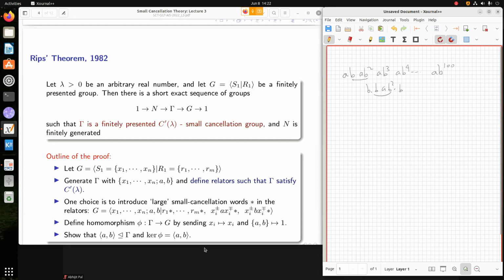No, because we may have larger subwords like these, which are the pieces, and they are much longer. So if we have to ensure that we satisfy C prime lambda, then we have to look at the largest pieces, and we saw the largest piece in this expression would be, say, b to the 98, a b to the 99. So this would be a word which has two different occurrences in this word, and there is no other word longer than this, a subword of this word, which appears twice in two different ways in this.